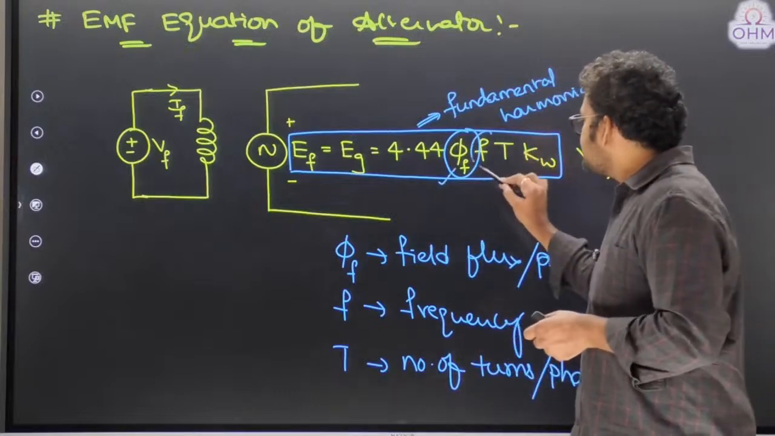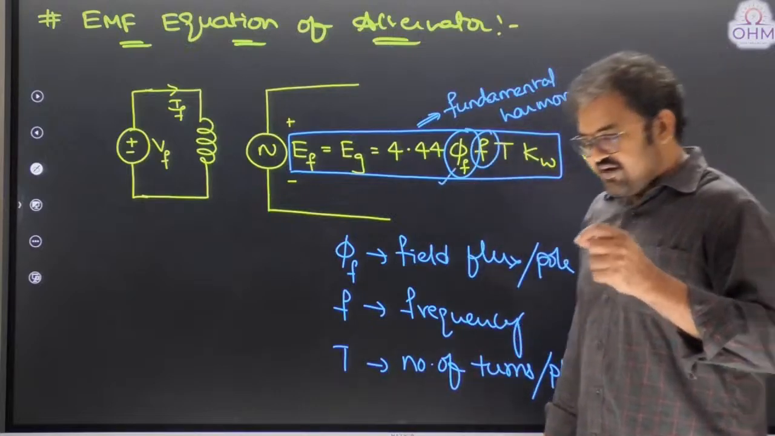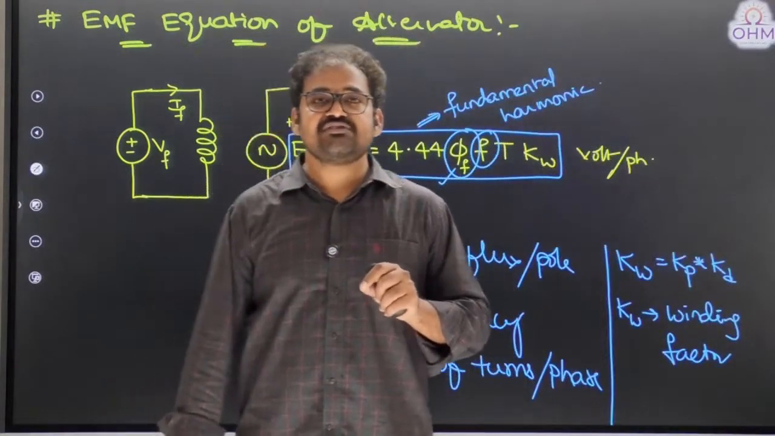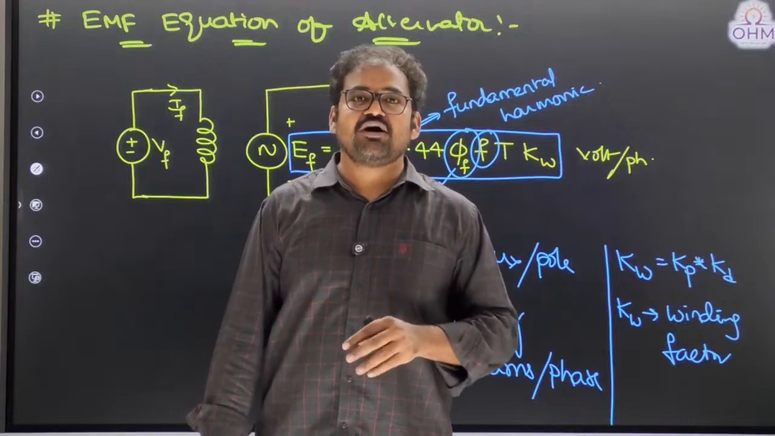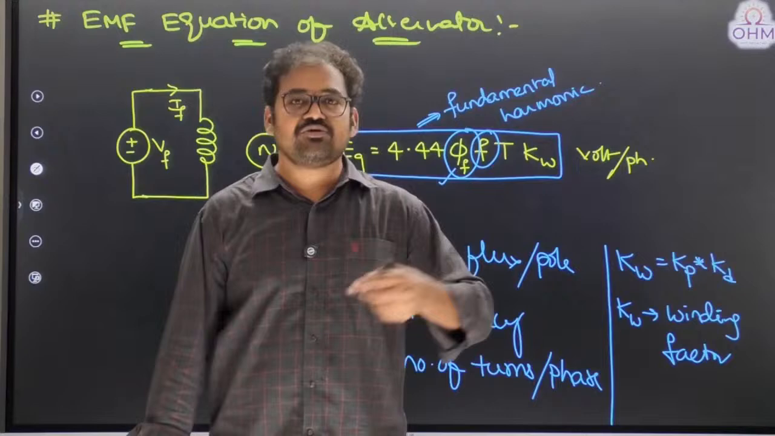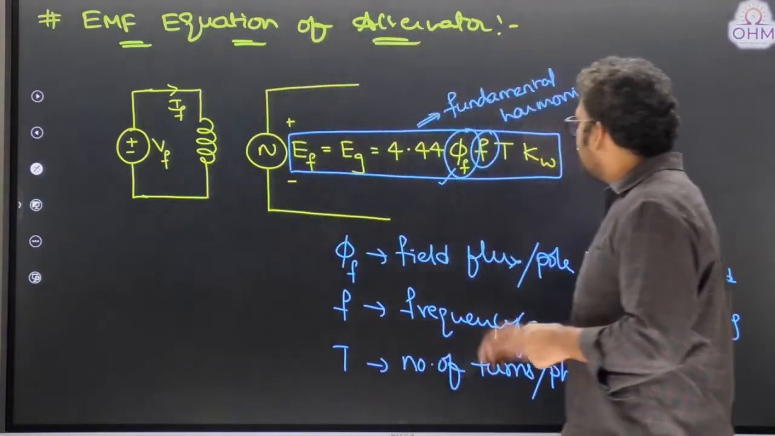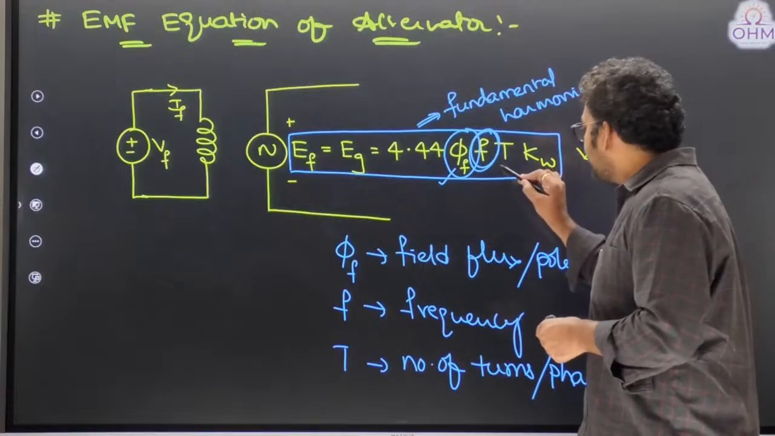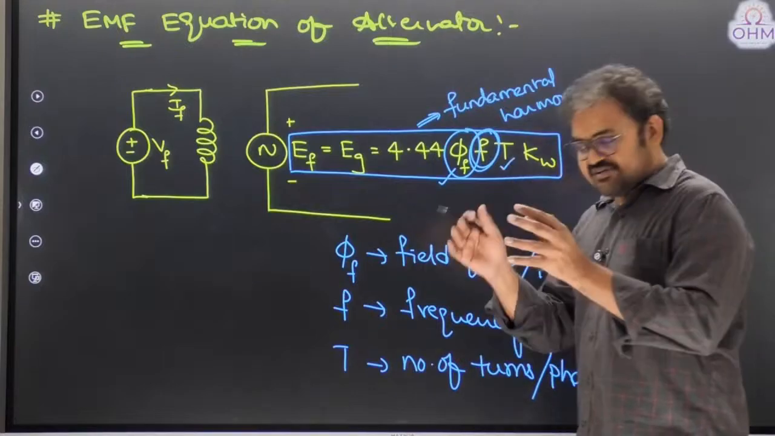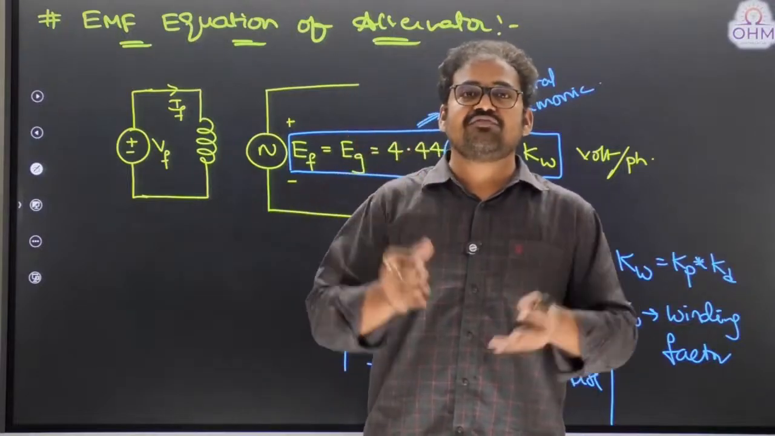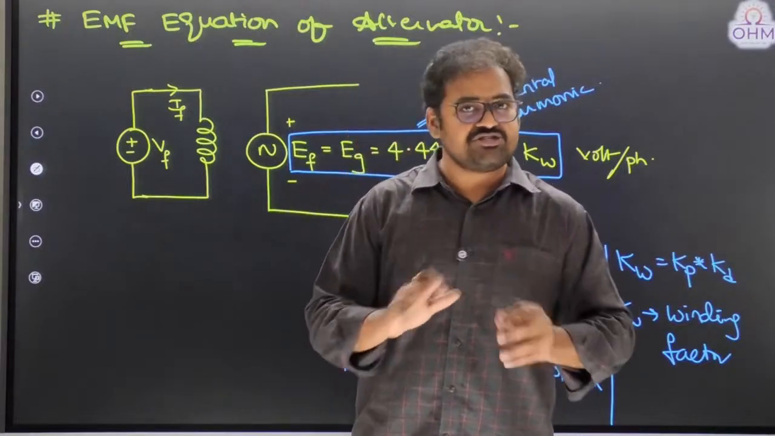Next, frequency will change. We all know if the fundamental component frequency is f, the third harmonic frequency will be 3f, the fifth harmonic frequency will be 5f, and the seventh harmonic frequency 7f. Therefore, with respect to harmonic, the frequency value will change. Next, the number of turns doesn't change because it's a physical term. Once construction is completed, the number of turns per phase will not change.